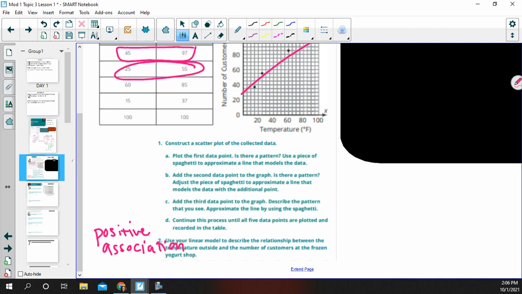The reason it's positive is because everything's going uphill. That's a positive slope once we start bringing the line in here. So it's a positive association. As my temp increases, my number of customers increases. Positive association, uphill. All my points keep going up and up and up.